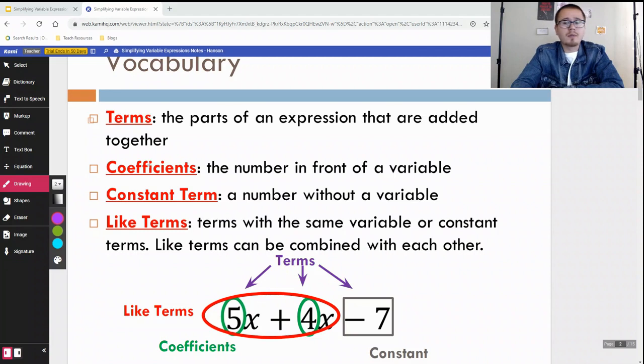Coefficients, it's a number in front of a variable, so it's a value that you're multiplying. So you have 5x, that means 5 times x. There's 5 of them. Constant term is just a number, so a constant term doesn't change. Any regular number is a constant. Make sure you know that. And like terms can be added together. So numbers can be added together. Variables with the same letter can be added together. Think about like apples and apples, oranges and oranges. Things that go together go together.